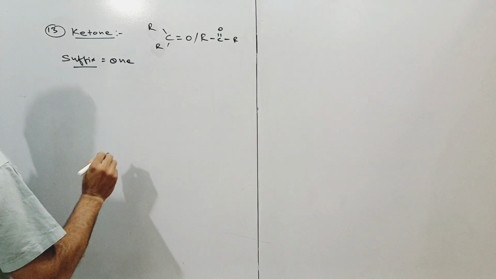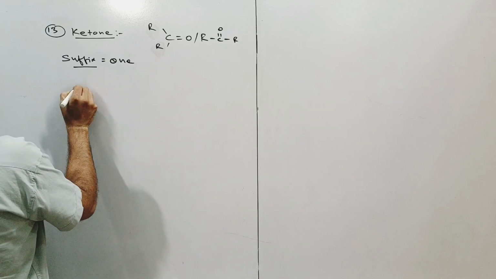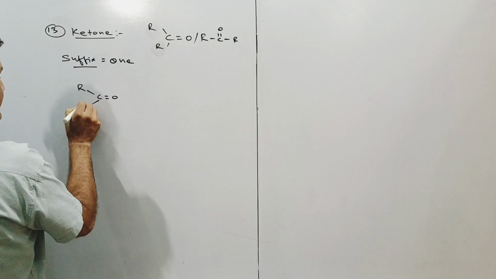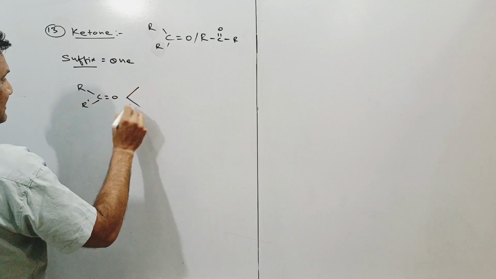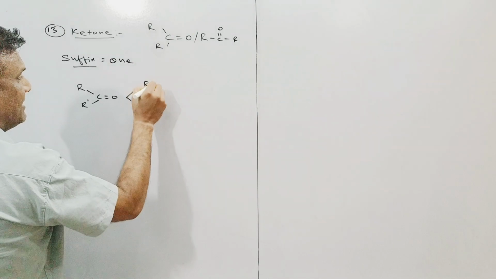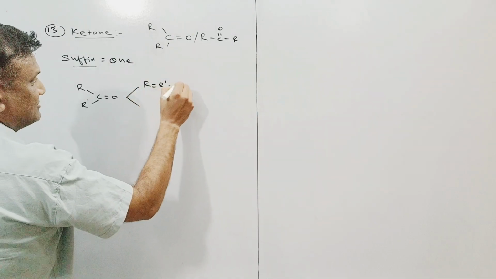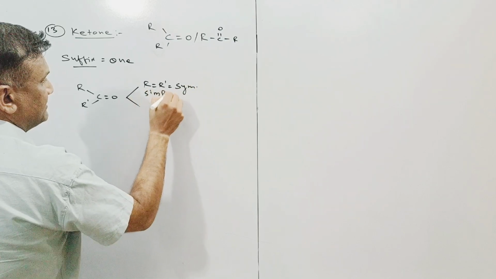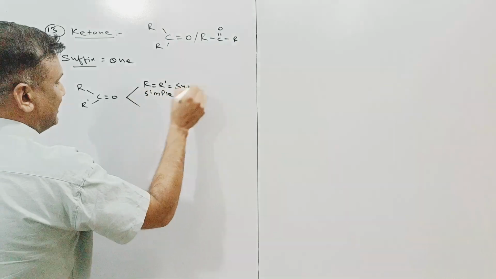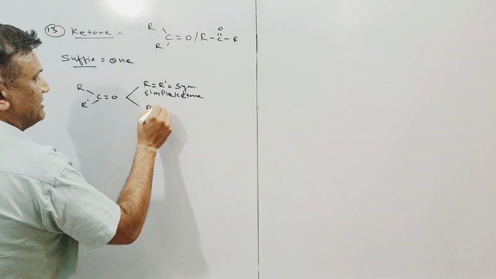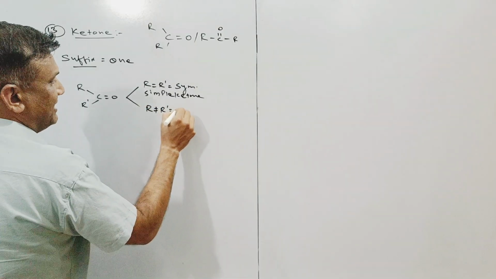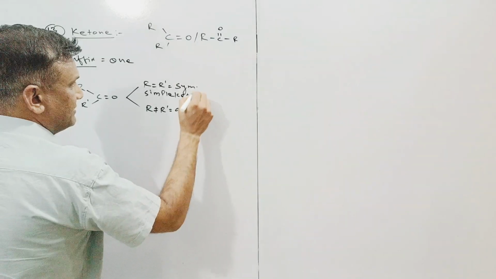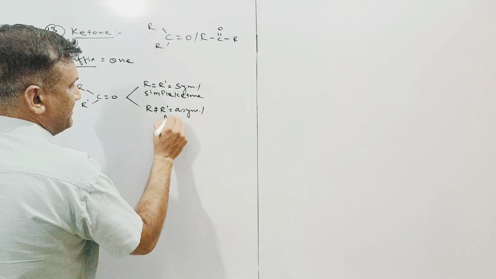We have discussed there are two types of ketone like this. This is the CO and R. If both alkyl groups are same, R equals R dash, then those are known as symmetrical or simple ketone. And if both are different, if R is not equal to R dash, then that is called asymmetrical, or you can say mixed ketone.